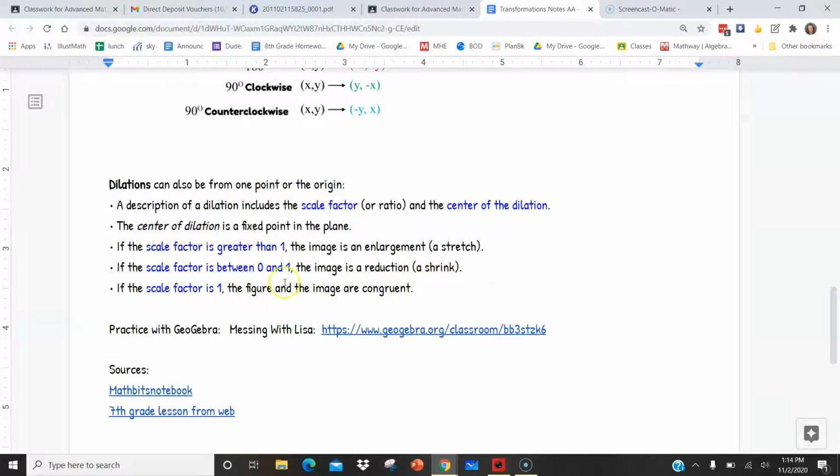And why would you have a scale factor of 1? Why would you dilate it? Because nothing happened. So that is what we're dealing with in dilations.